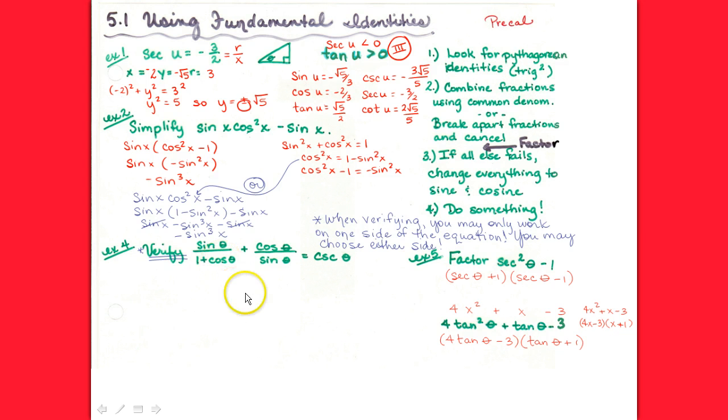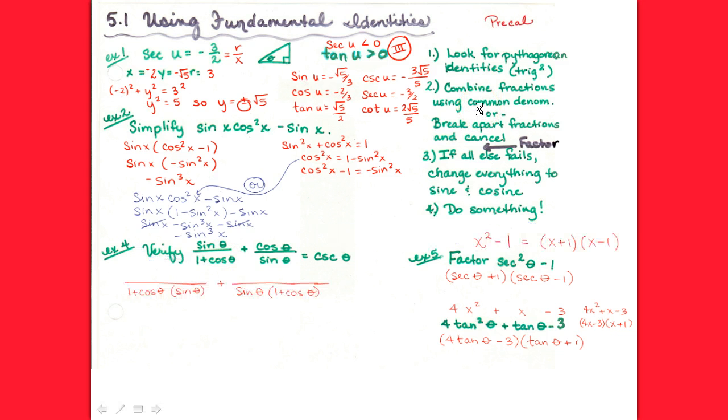I don't have any of those. Step number 2, I'm going to try and combine fractions. So I do have fractions. So I'm going to get a common denominator. Common denominator for 1 plus cosine and sine would just be 1 plus cosine and sine. So to get from here to here, we multiplied the denominator by sine. So I got to do the same thing to the numerator. So all we've done is multiplied that fraction by sine over sine.